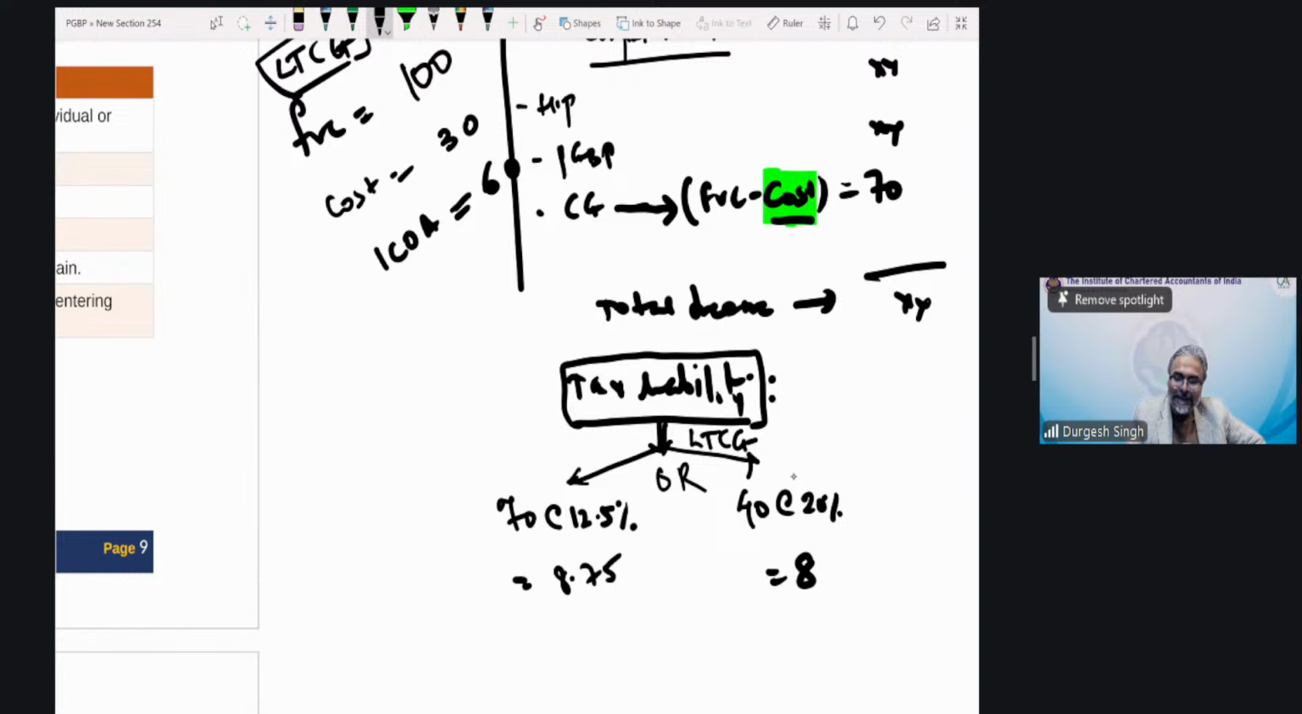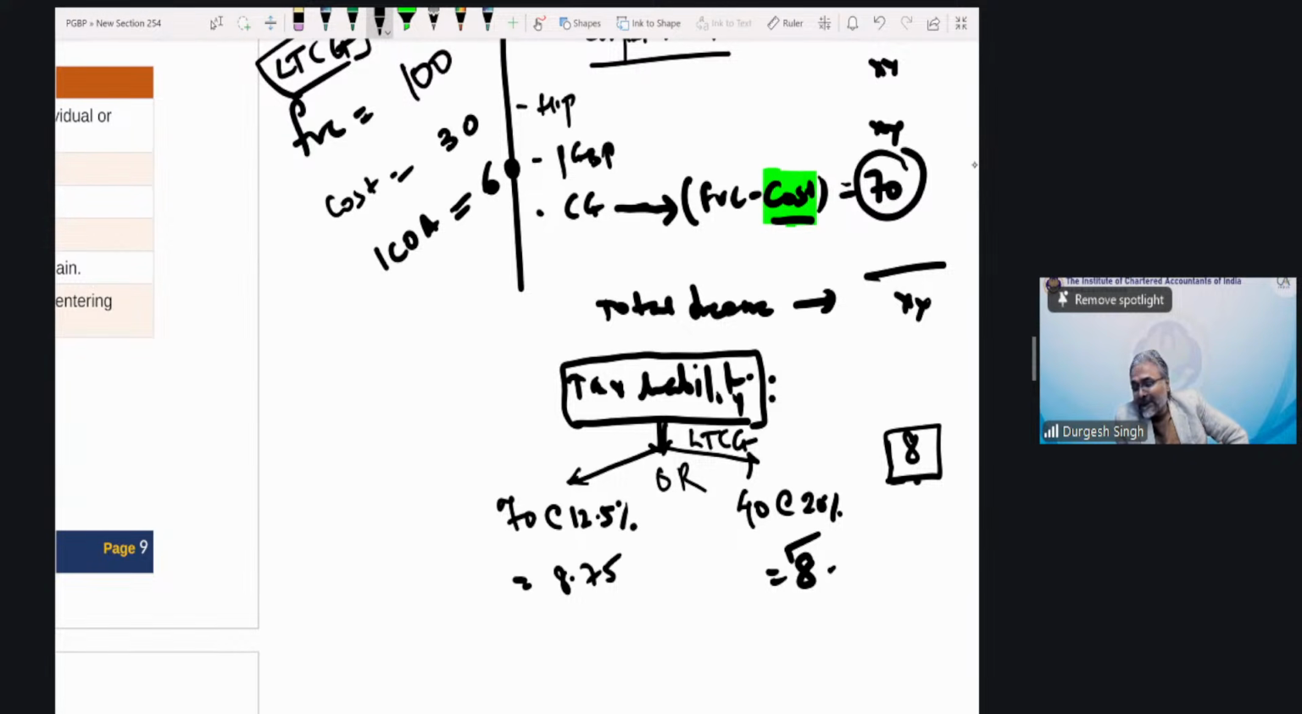8.75. Okay. So now, students, you can see this. When it comes to tax liability, you will select 8. In your tax liability, how much amount are you going to select? 8. This is the tax liability comparison that you do. But did you realize one thing? In your total income, it is 70 that is reflected, whereas in your tax liability, it is 8 that goes. And that 8 is on 40 at 20%. This is what you have to do.